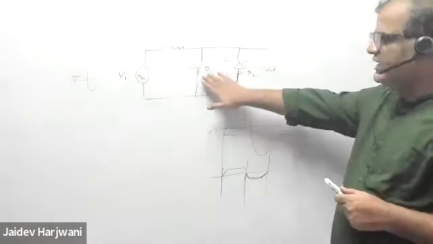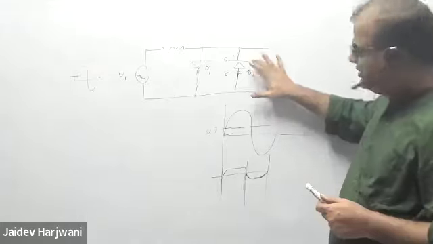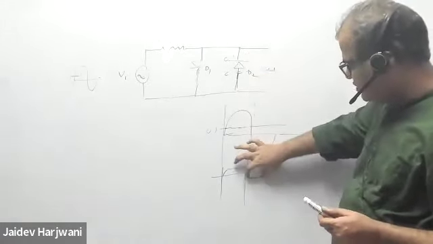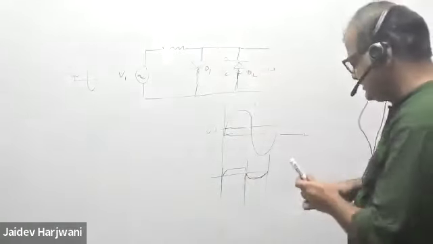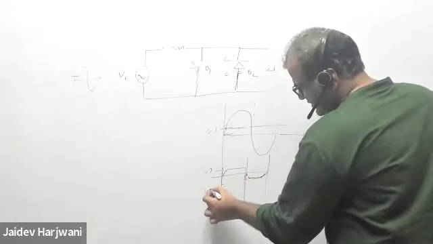Positive cycle, this will conduct, this will become 0.7. Negative cycle, this will conduct, so this will become 0.7. So I'm measuring voltage like this. So this is minus 0.7, minus 0.7. This is a plus 0.7, plus 0.7, plus 0.7. This is a minus 0.7.